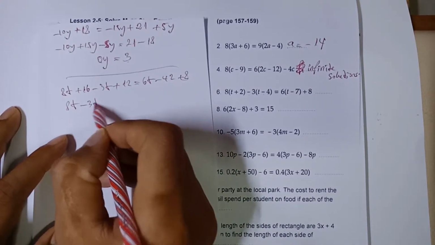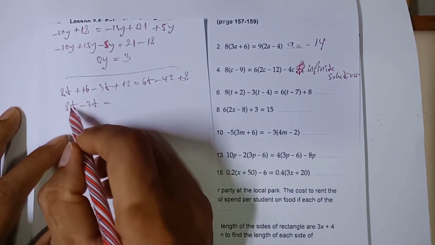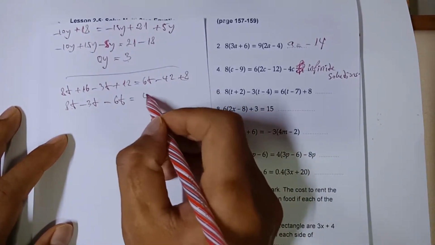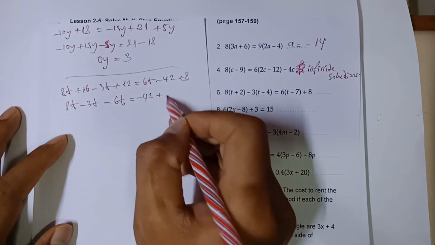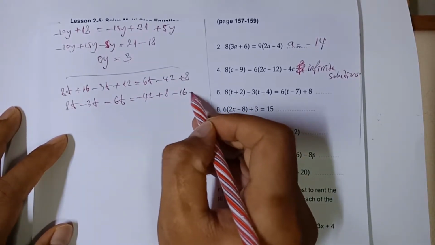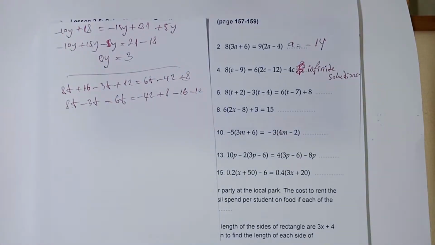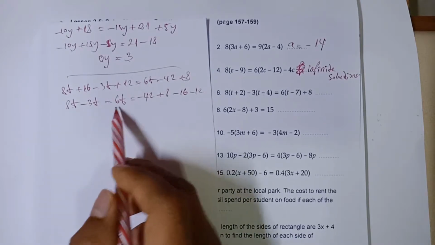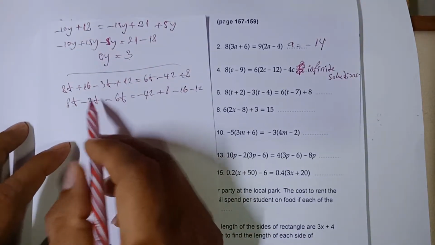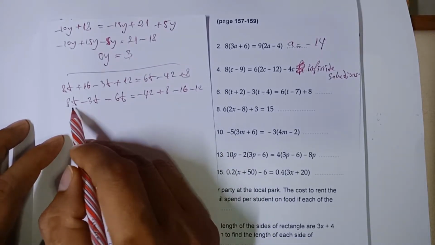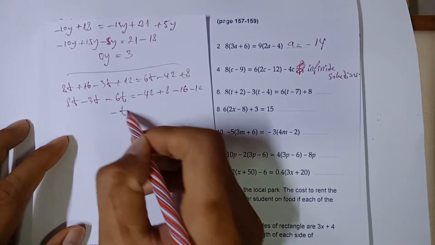8t plus 3t minus 8t minus 3t minus 6t equal to minus 42 plus 8 minus 16 minus 12. Okay? Minus 16 minus 12, this is going to be minus 3 minus 6. So you have, this is a 8, so you have this one minus 9. Minus 9 plus 8, you got minus 1 or just minus t.